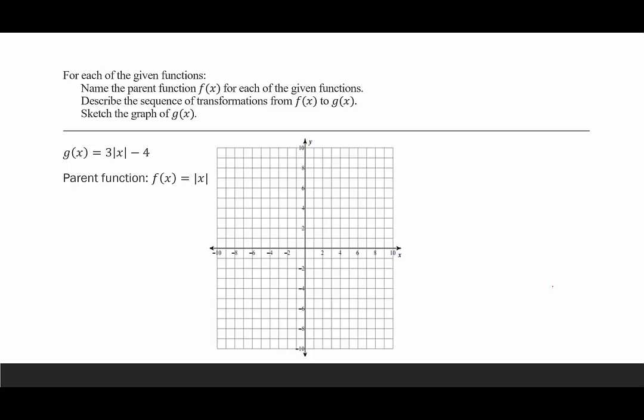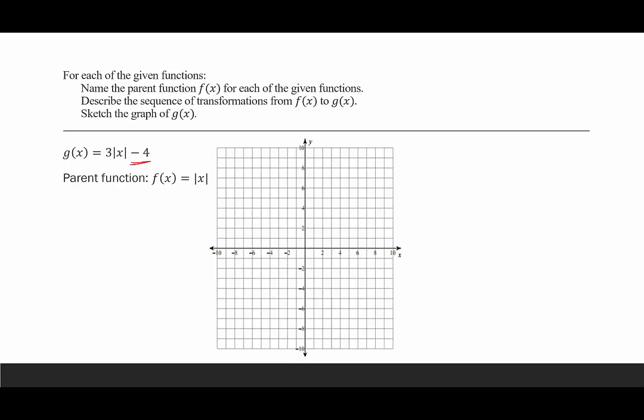First, is there a reflection? And the answer is no. We would know there was a reflection because there would be a negative coefficient, and that's a positive, so no reflection. Next, we're going to look for vertical and horizontal shifts. There would be a horizontal shift if there was something happening within there besides just the x, so there's no horizontal, but there is a vertical shift.